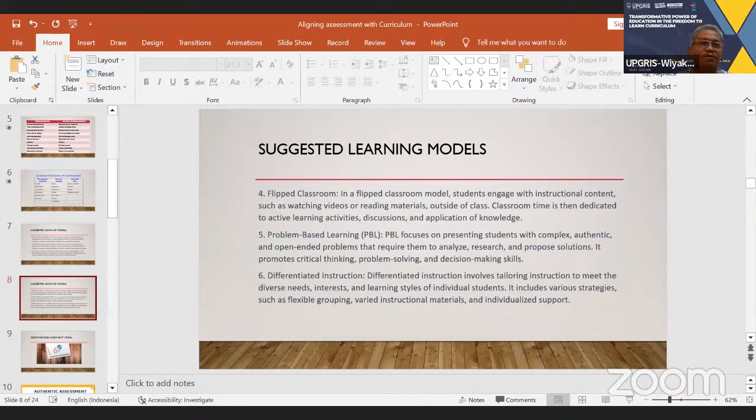Problem-based learning is also suggested in the curriculum. The students are encouraged to solve a problem.